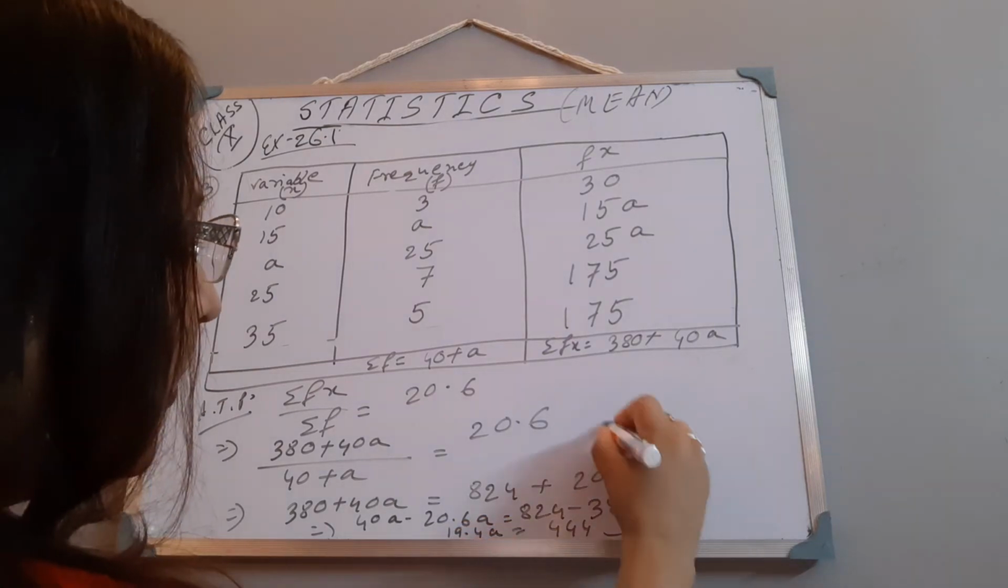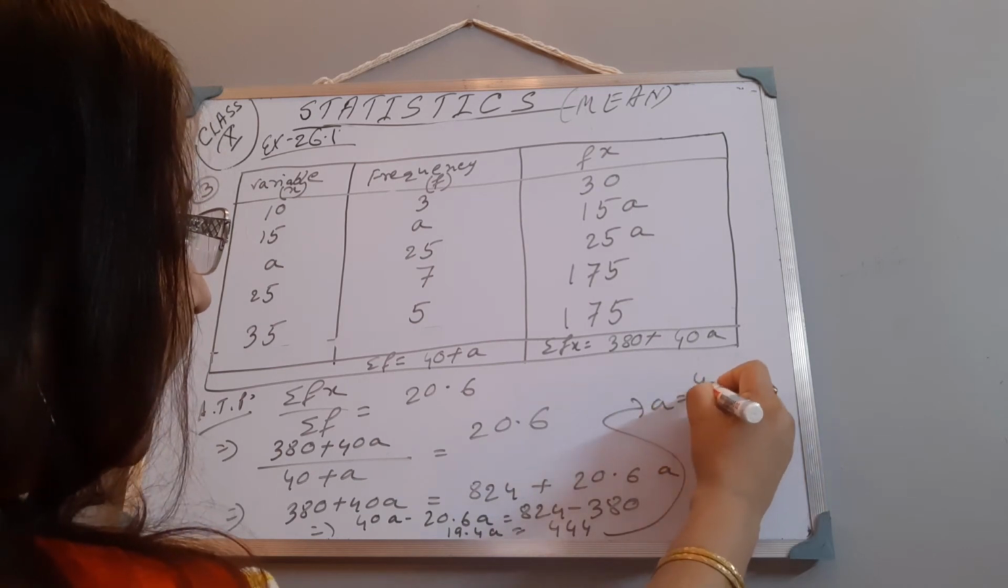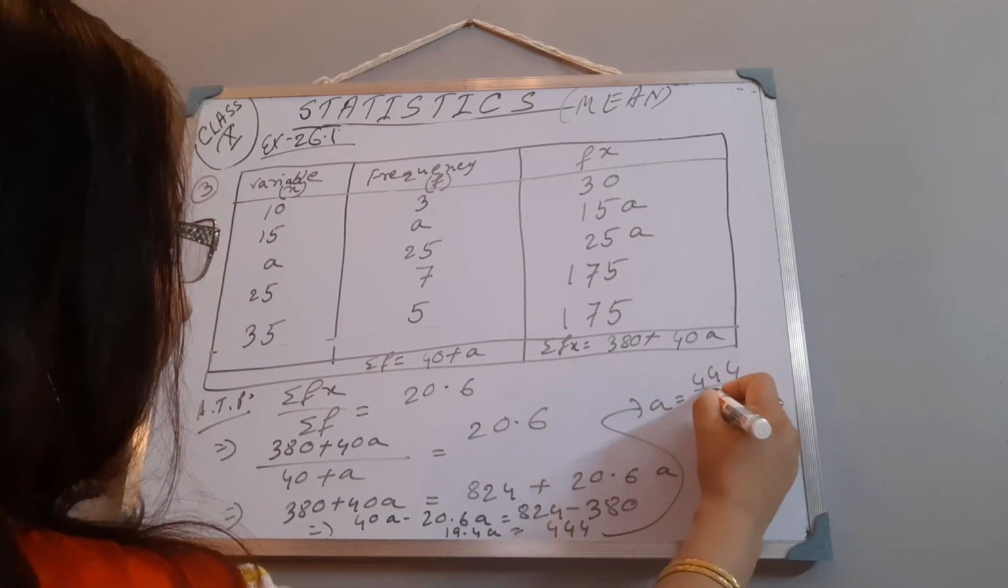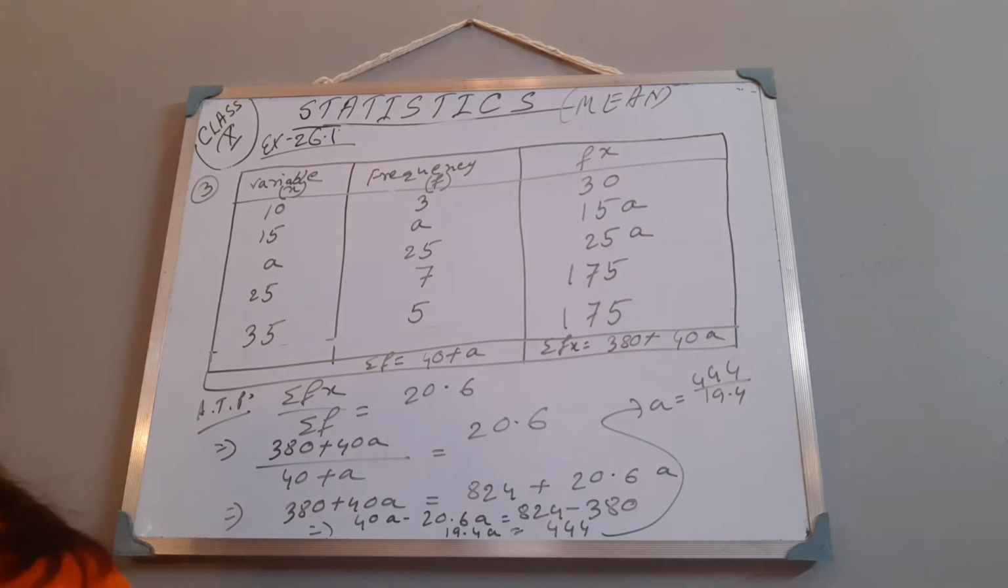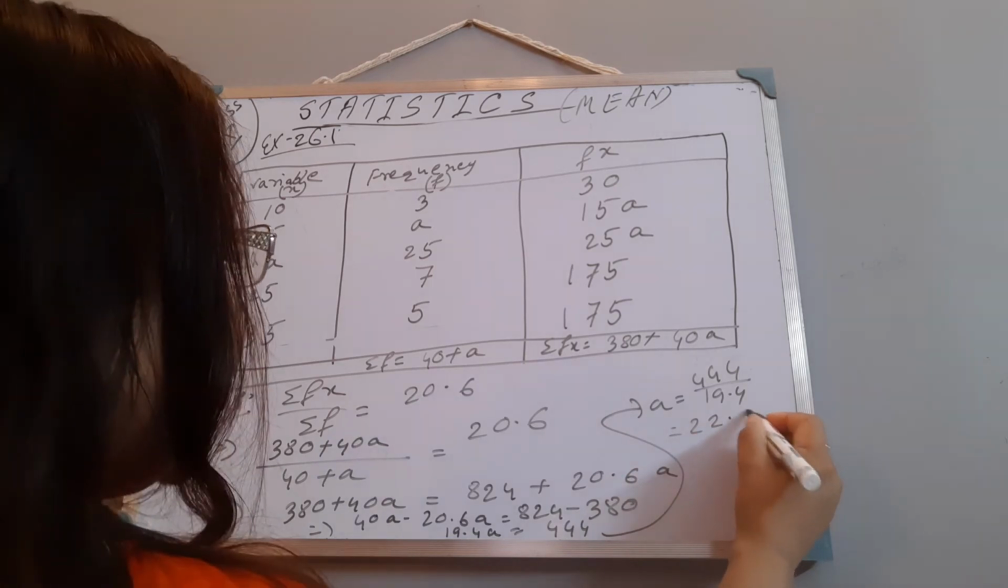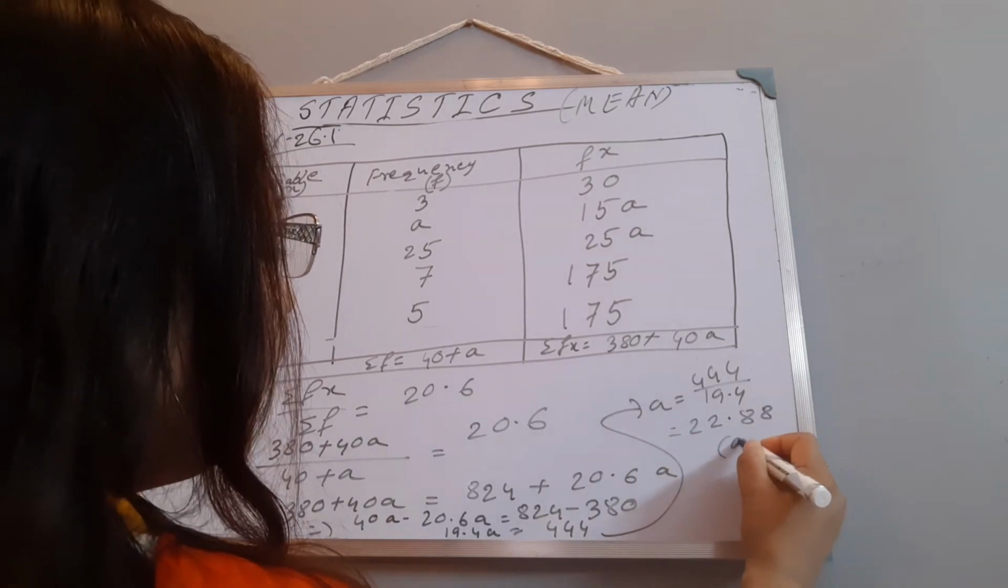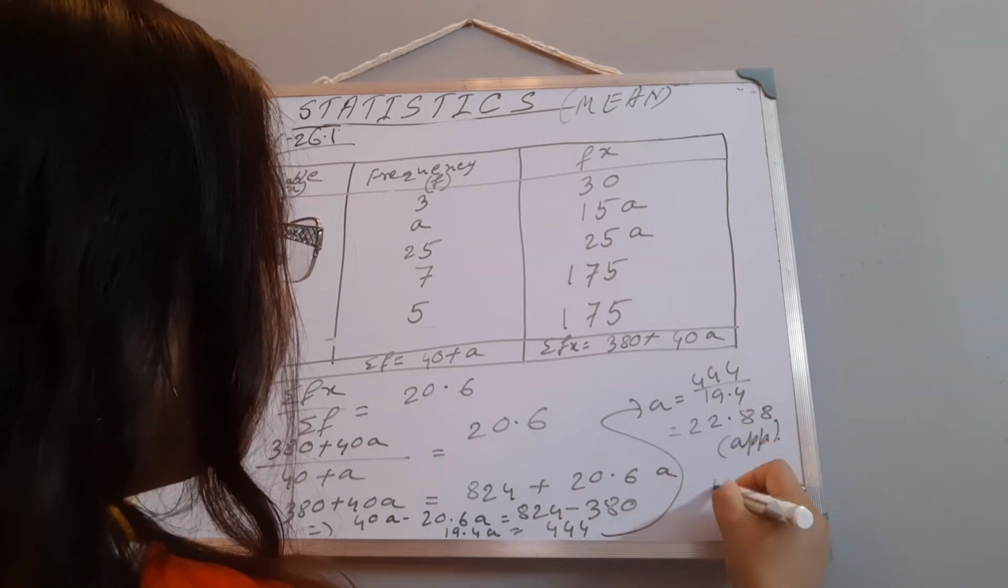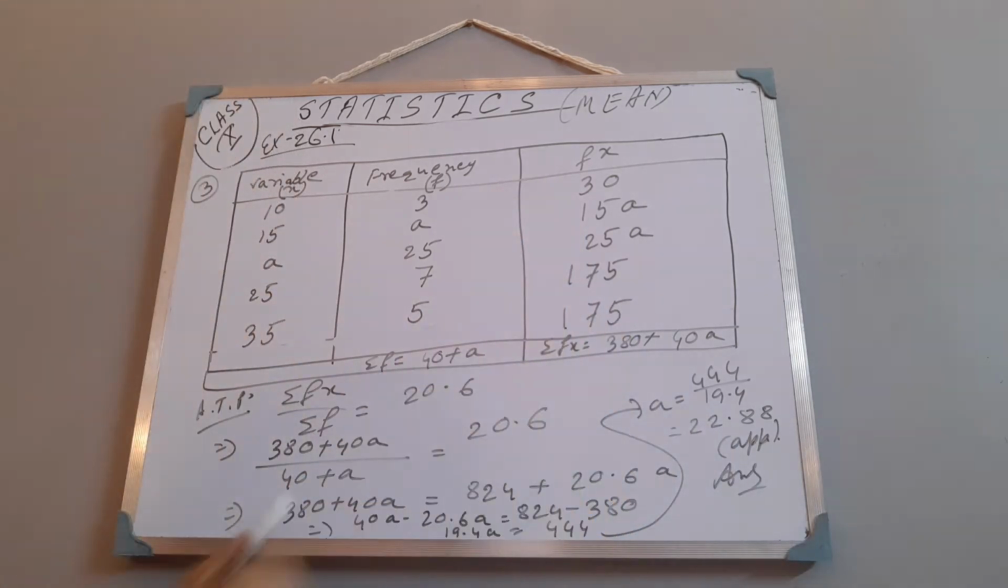Okay, from here we can find the value of a. That is 444 by 19.4. 444 by 19.4 gives us 22.88. This is also an approximate value. Okay, so this is the answer. We have to find the value of a. Got it?